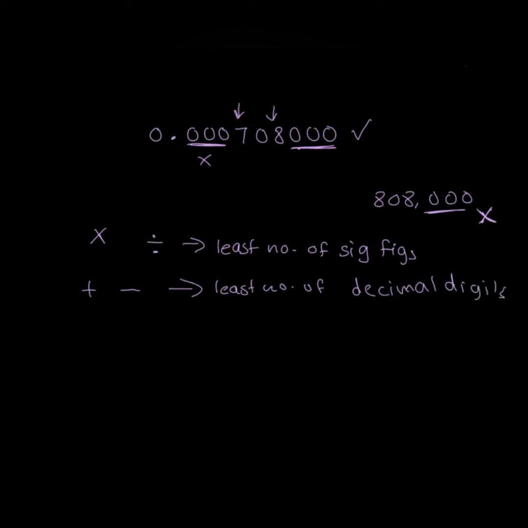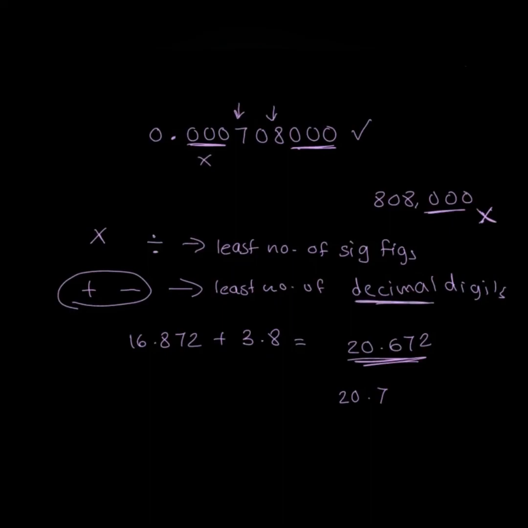For example, we have 16.872 plus 3.8. When we add these two together, we get 20.672. But this won't be our final answer because we're adding, our answer will be 20.7. Why? Because our answer has to be rounded to the least number of decimal digits. Here 3.8 has the least decimal digits, so we have to round our answer to one decimal place. That will give us 20.7.